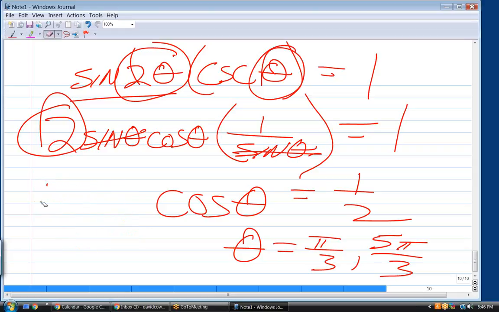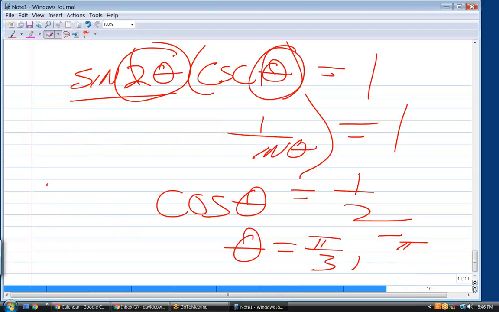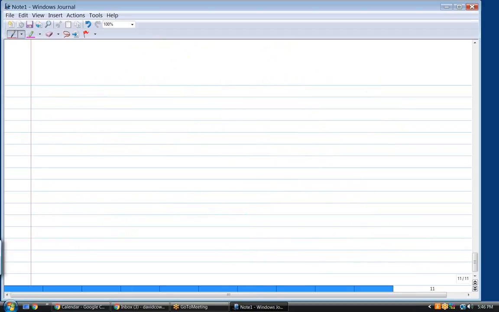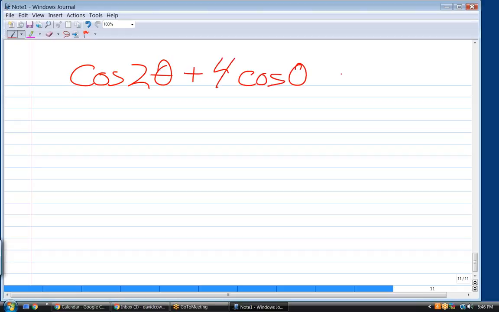Another weird one I have is cosine 2 theta plus 4 cosine theta equals -3. Okay, what are we going to do here?